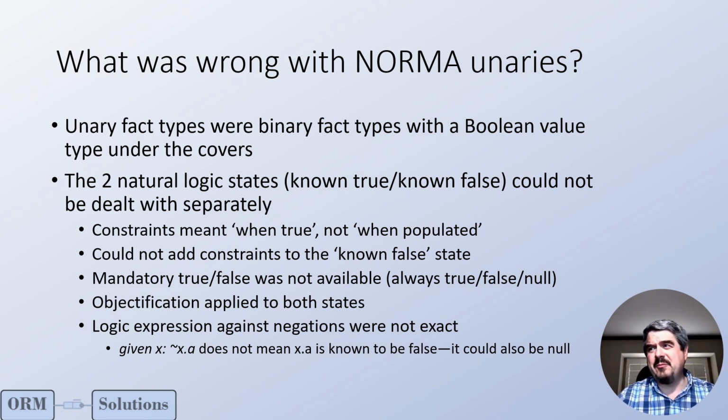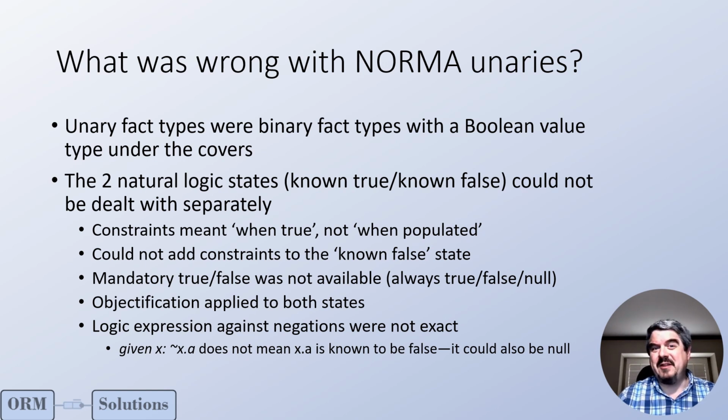This caused all sorts of problems with constraints. So when we constrained against a unary, we could only constrain to the true state. We had no way of referencing the false state. For example, you couldn't say, well, I know the value is false, and when it's false, I want a subset constraint on that. That constraint was not actually possible in the model.